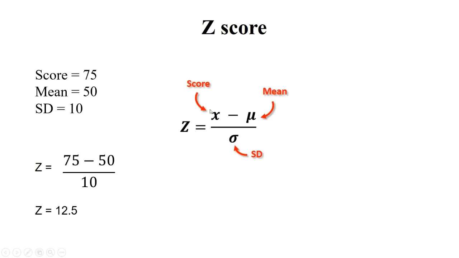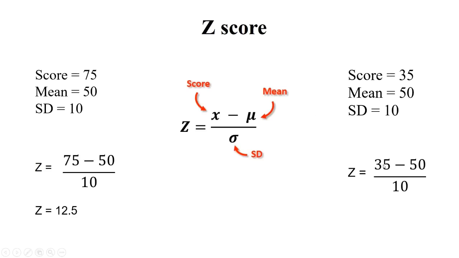On the other hand, if this individual raw score is less than the group's mean, then the Z score is always negative. So for example, the individual score is 35. Again, the mean is 50, standard deviation is 10. And if you apply the Z score formula, 35 minus 50 divided by 10, the answer you get is minus 7.5. So this is very important for you guys to remember that whenever the individual raw score is more than mean, then the Z score is always positive. And when the individual raw score is less than mean, the Z score is always negative.